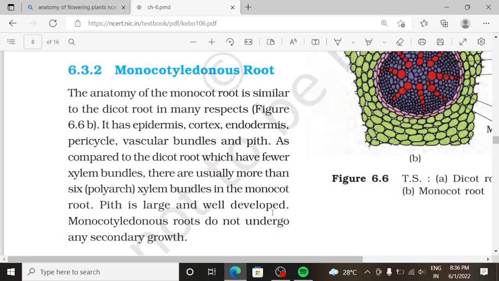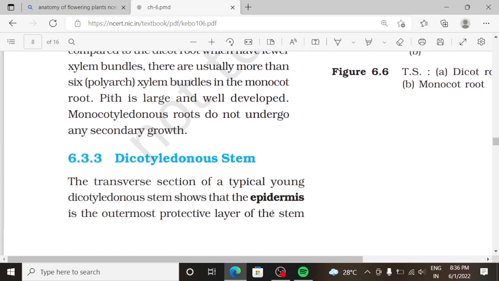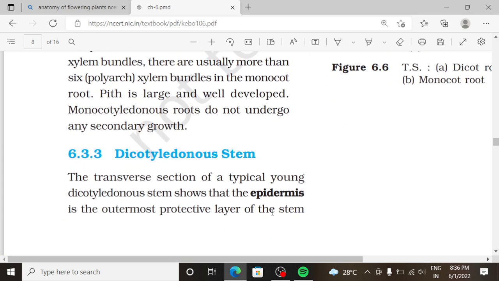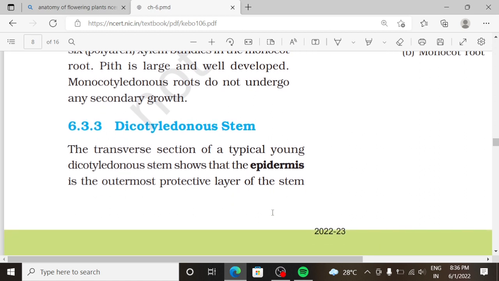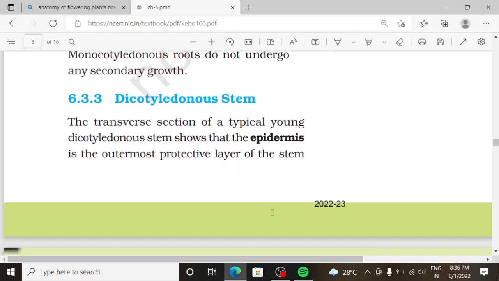Monocotyledonous root. The anatomy of the monocot root is similar to the dicot root in many respects. So, it has epidermis, cortex, endodermis, pericycle, vascular bundles and pith. As compared to the dicot root, which has fewer xylem bundles, there are usually more than 6, that is polyarch, xylem bundles in the monocot root. Pith is large and well developed. Monocotyledonous roots do not undergo any secondary growth.